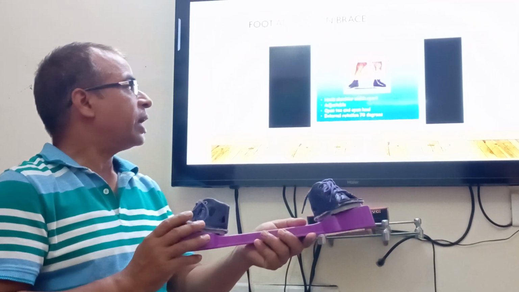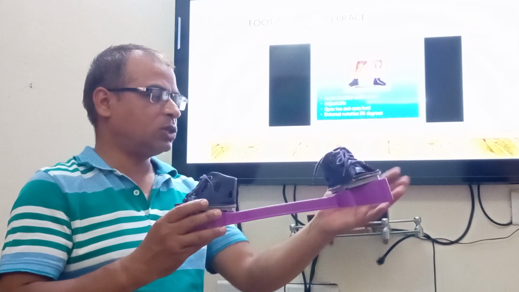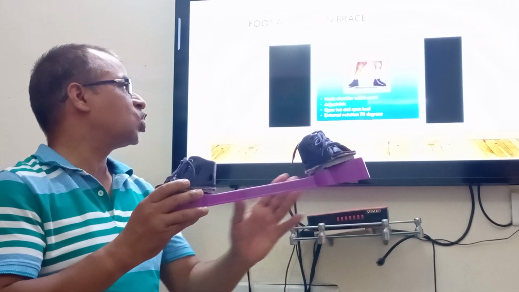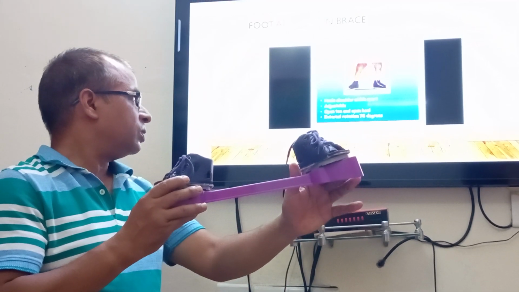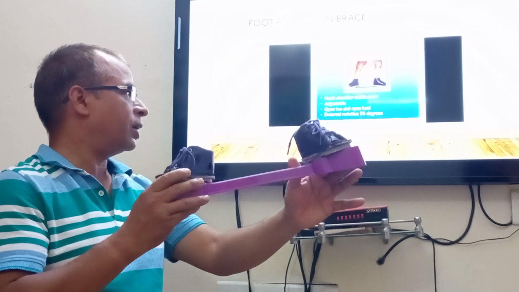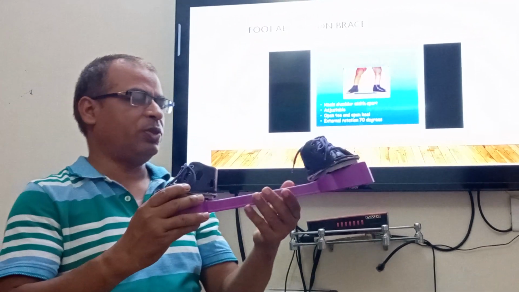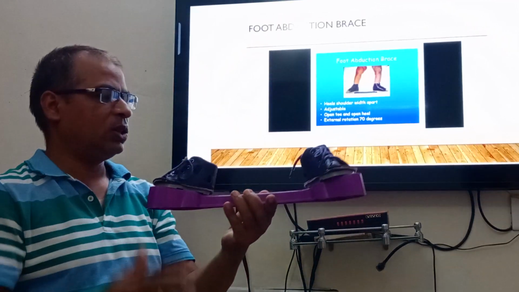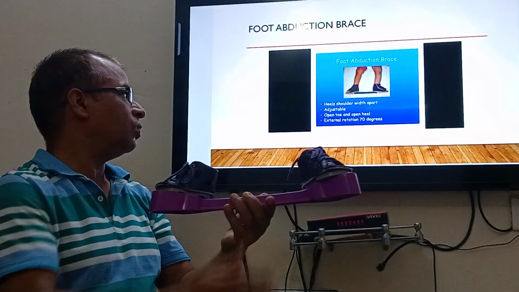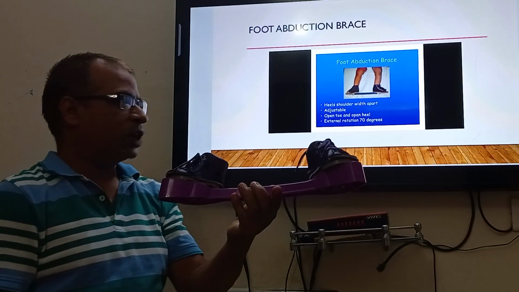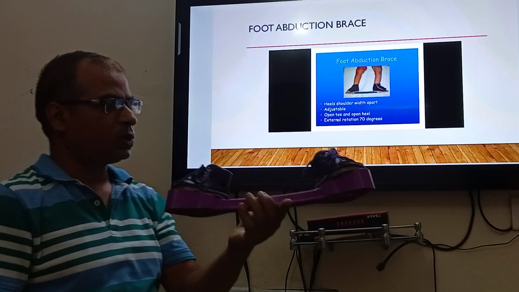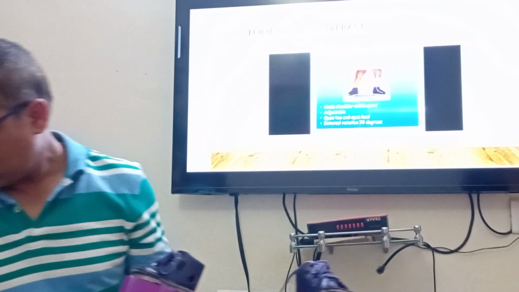There are different braces. The width of this brace should be heel shoulder width apart, meaning the shoulder width of the patient or the child should be measured, and this should be the width of this abduction bar also. So there are different orthoses.